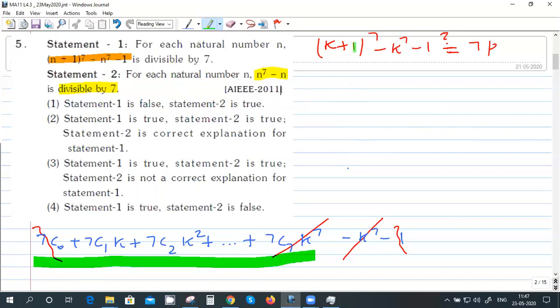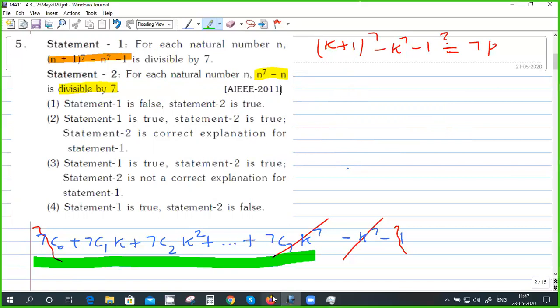So this is a polynomial in k raised to the power 7, and the coefficients will be 7c7, 7c6, like that, down to 7c0. And then minus k raised to the power 7 minus 1. So 7c0 is 1, and that will cancel with this 1. And k raised to the power 7 will cancel with this one. The remaining terms will have 7c1, 7c2, everything up to 7c6. We will have 7 as a factor.